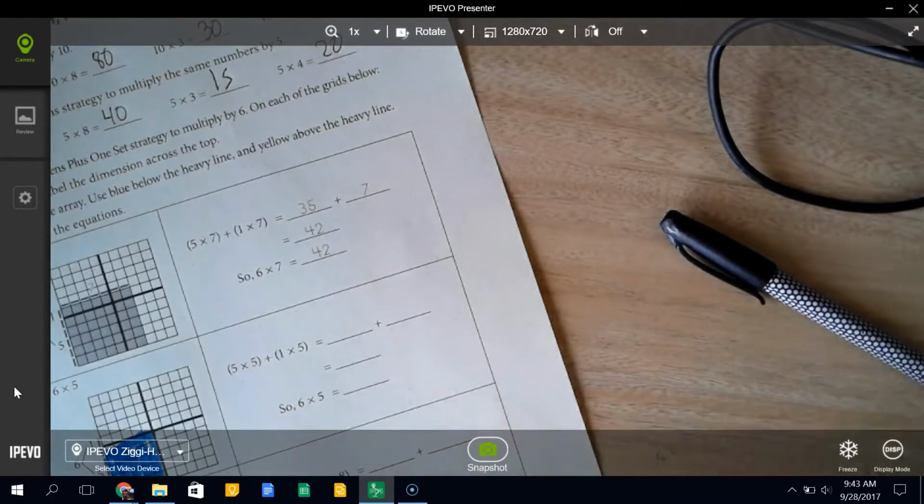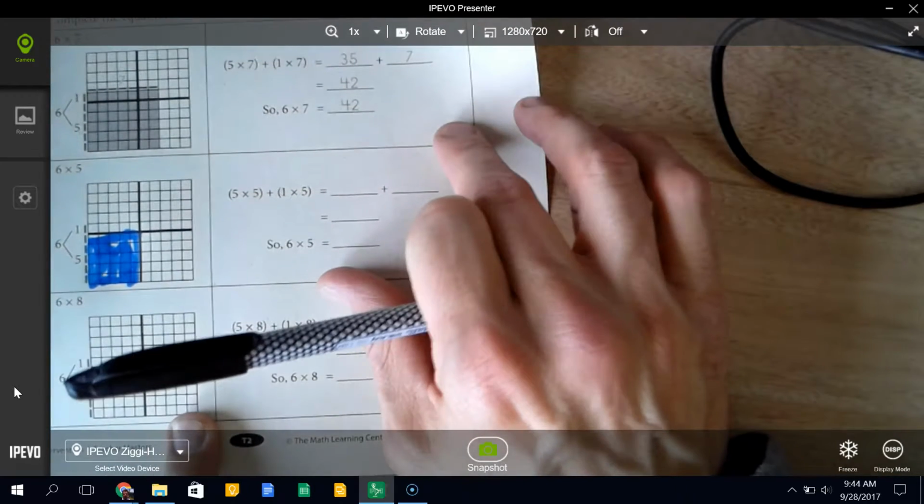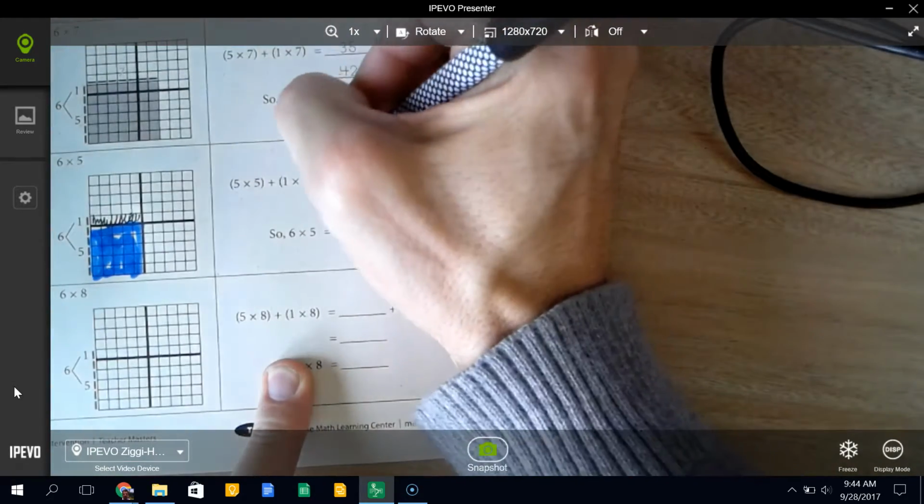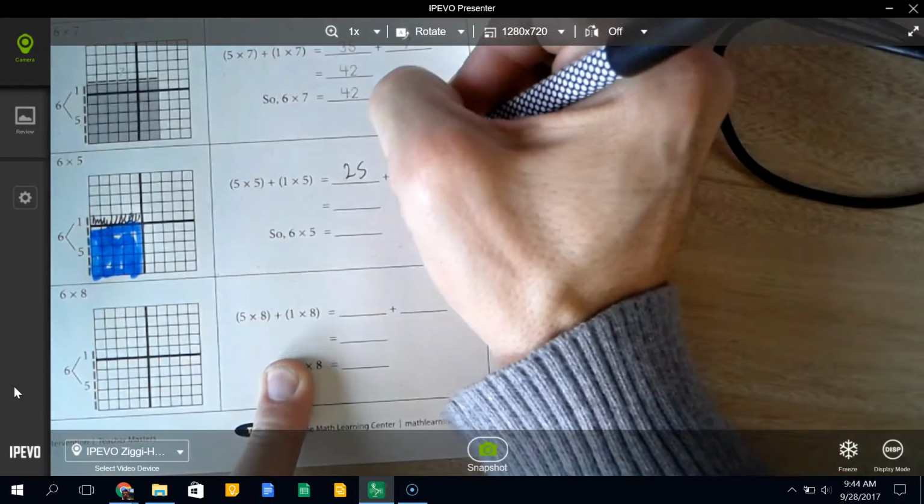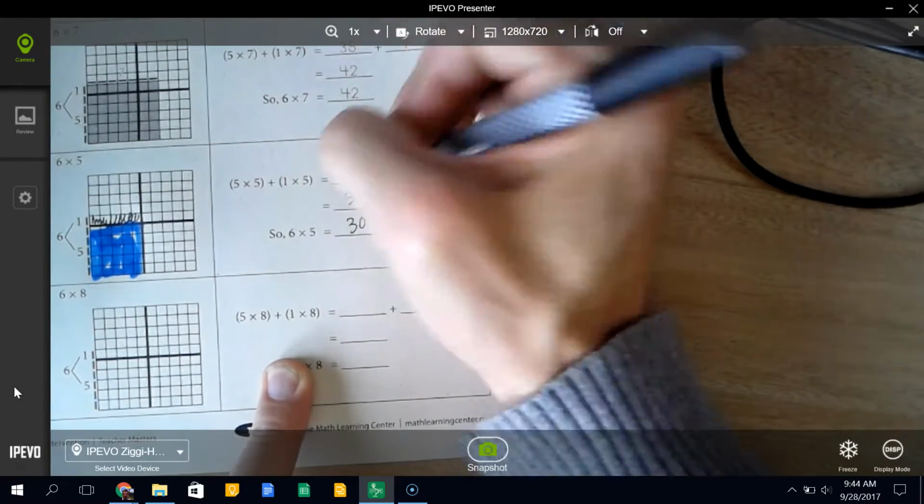And then above that we have 1. So we have 5 times 5, which is this array right here, which is 25, plus 1 times 5, which is 5. And that's going to give me 30. So 6 times 5 is 30.